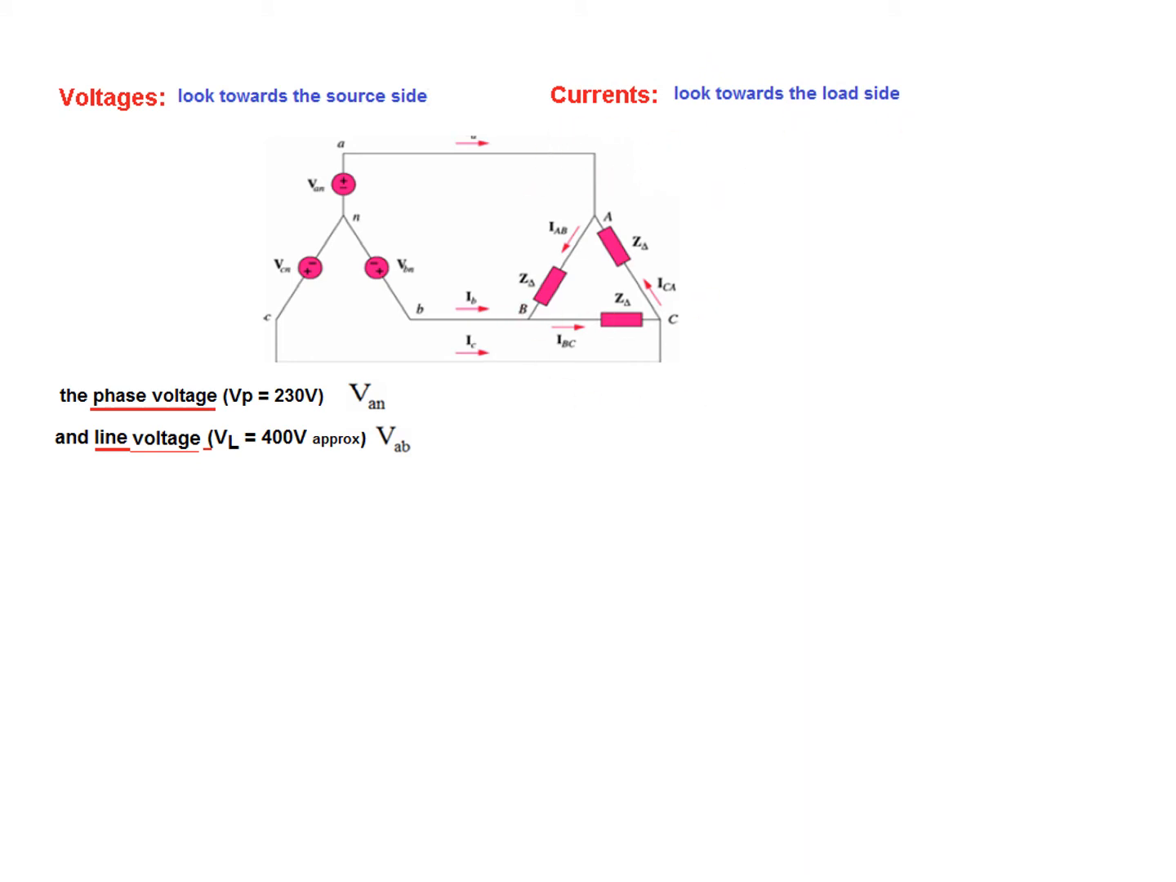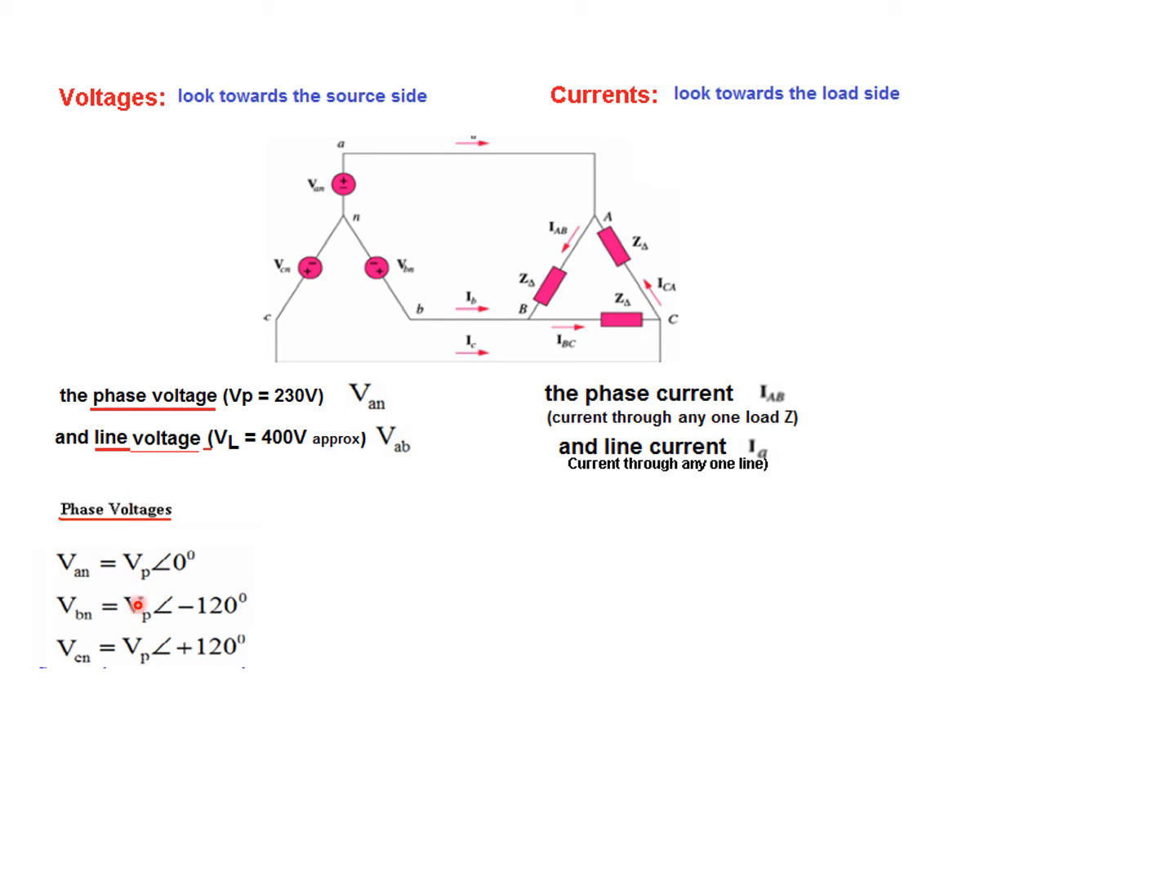So we'll look here, and here we can see that the phase current is IAB, and actually the phase current is through any one load. So any current through only one load is the phase current. So this IAB is the phase current, and similarly IBC and ICA. And the line current is the current flowing through the main line. So like this is IA, this is IB, and this is IC.